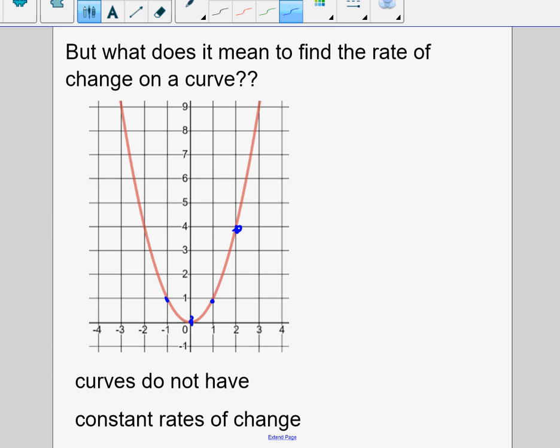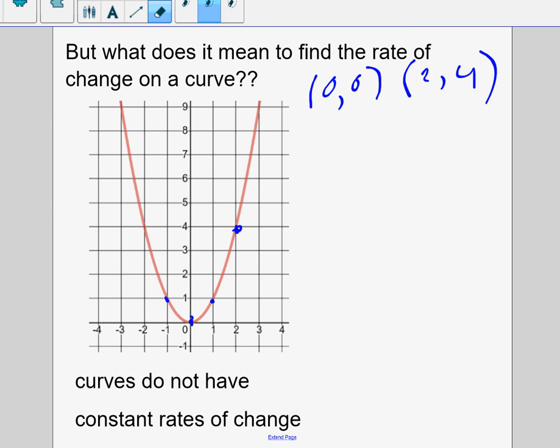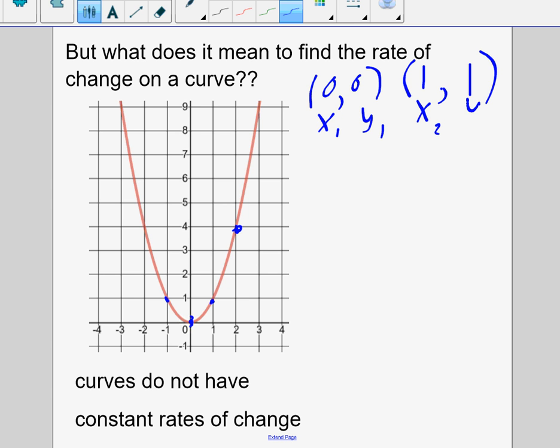So let's find the rate of change using the point 0, 0, and we have a point 2, 4. Let's use that one. If we find that rate of change, you know what? Actually, I'm changing my mind. We're going to start by using 0, 0, and 1, 1, which are both points over here. I've got 0, 0, 1, 1. So this will be our x1 and our y1. This will be our x2 and our y2.